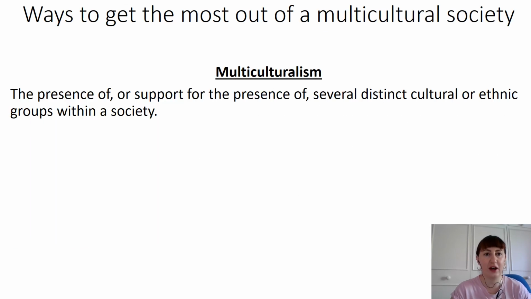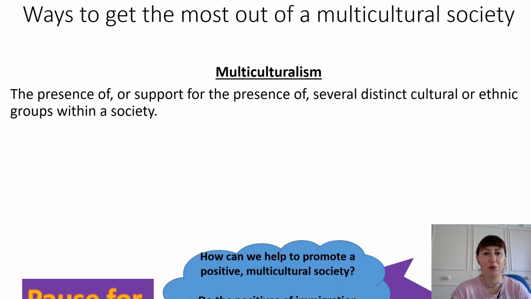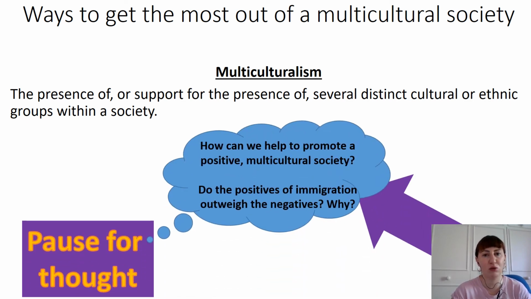So we've got a definition for multiculturalism on the board here. And if you'd like, it would be really interesting for you to take a moment now and discuss perhaps one of these two questions on the board. How can we help promote a positive multicultural society, considering the context that we live in London? And then, do the positives of immigration outweigh the negatives? And if you think so, then why?